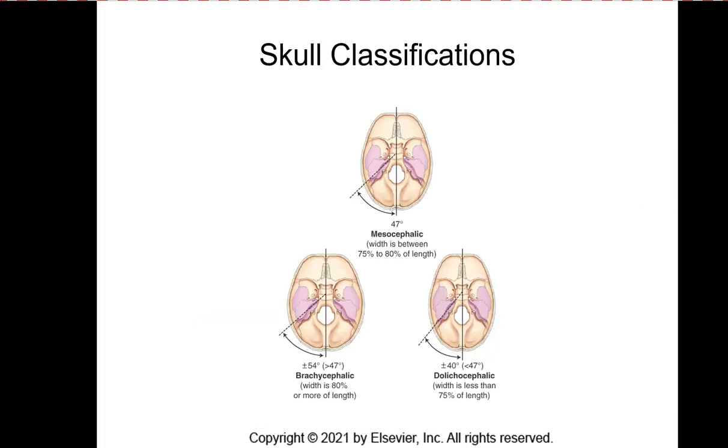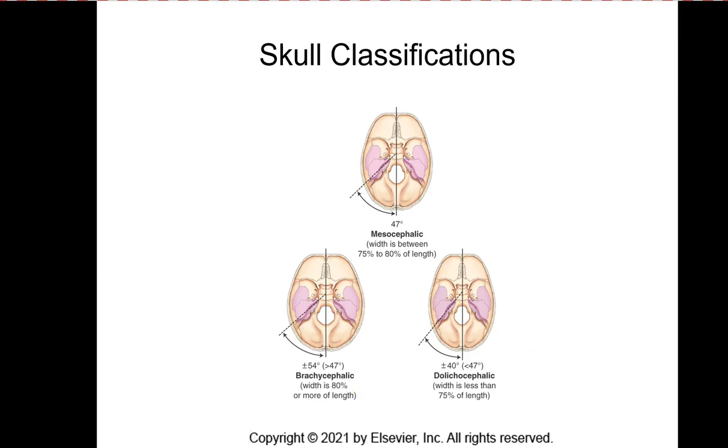However, variations, of course, exist. So, a couple terms I want you to know. Brachycephalic and dolichocephalic. Those describe variations in skull measurements. So, a short, wide head or broad head is described as brachycephalic. A long, narrow head is described as dolichocephalic.